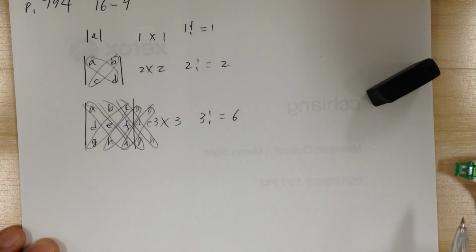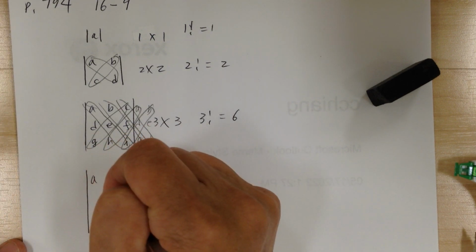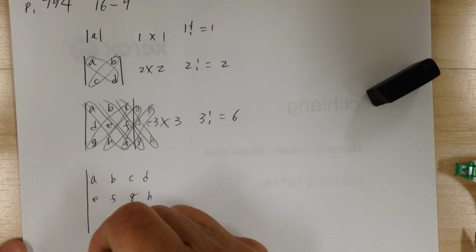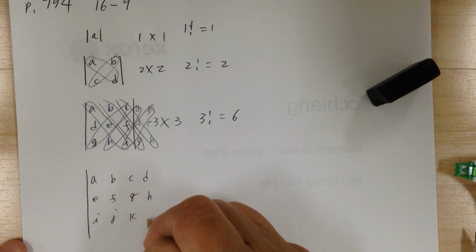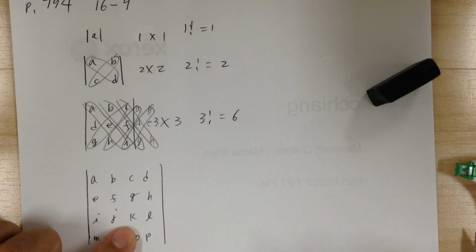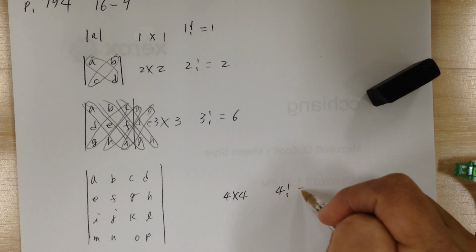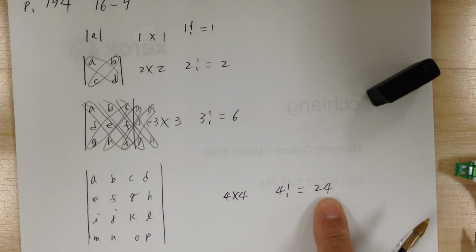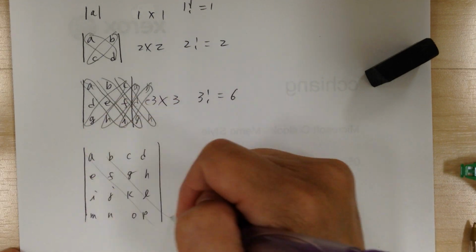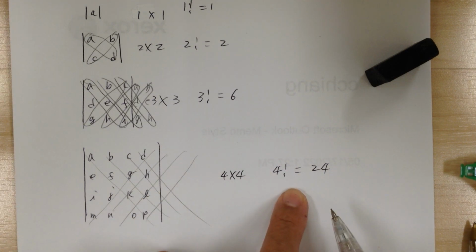Okay? Now, when you get to 4 by 4, you cannot do diagonals anymore. Let's say if you have this, so this is 4 by 4. The number of permutations will be 4 factorial, which will equal 24. So there will be 24 permutations. If you just do diagonals, you're only going to get 8. You're going to go 1, 2, 3, 4, and you go 1, 2, 3, 4. You're only going to get 8. You're going to miss a lot of them.